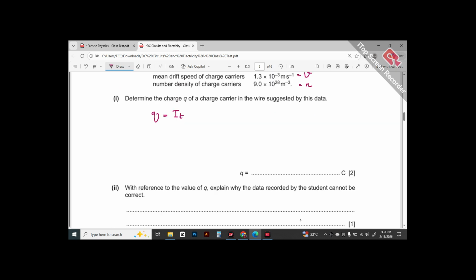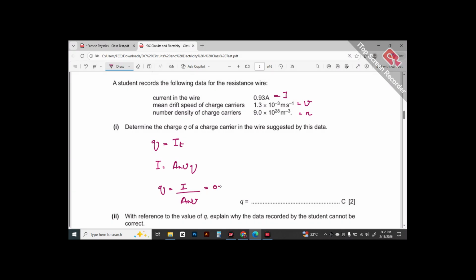On a second thought, instead of deriving the equation all again, what we can do is we can directly go with the equation of current, which is this one, where this Q is the charge, V is the drift velocity, A is the area, and this N is the number density of charge carrier, right? So we'll rewrite this equation so that this Q becomes the subject of our equation. Current is given to be 0.93.